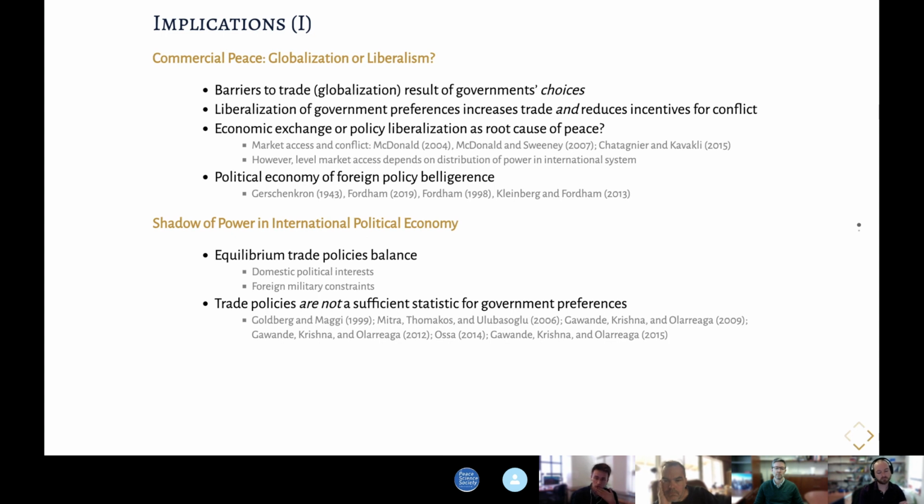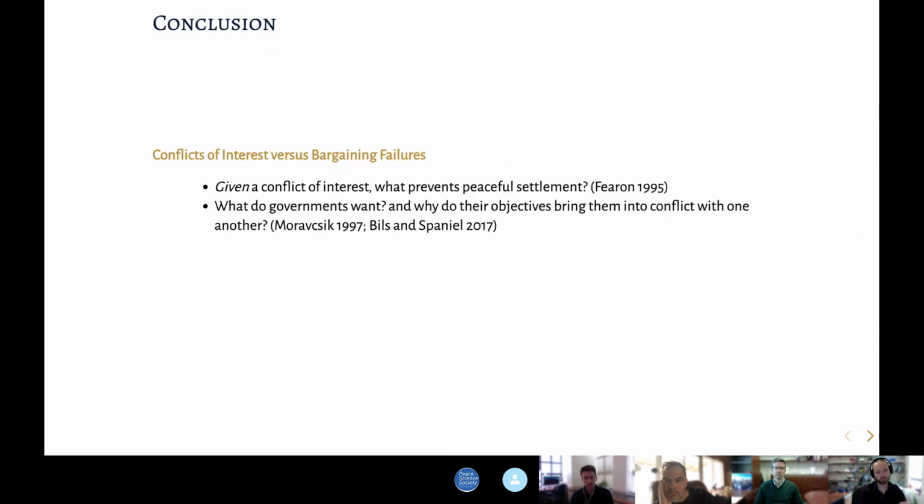And the last thing I'd highlight is, in the war bargaining literature, we focus overwhelmingly on explaining wars as a function of variation in bargaining frictions.